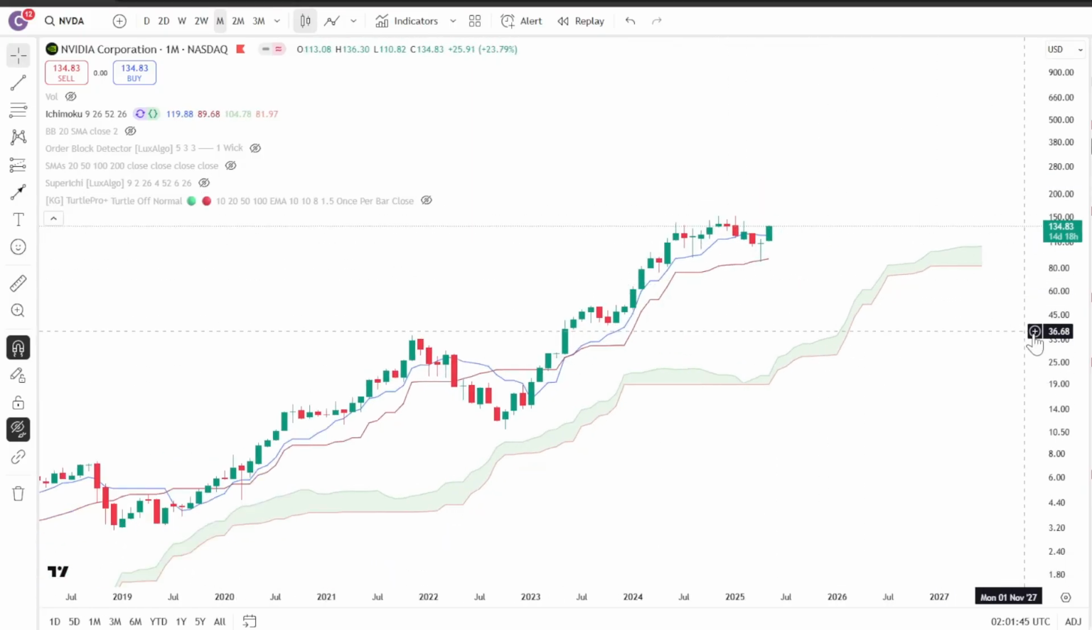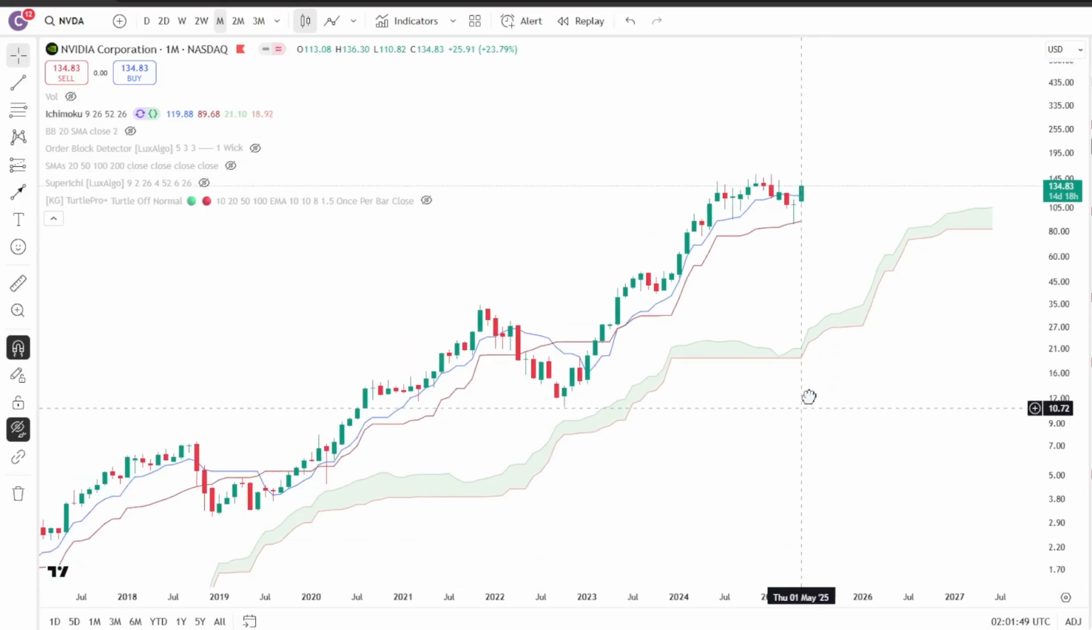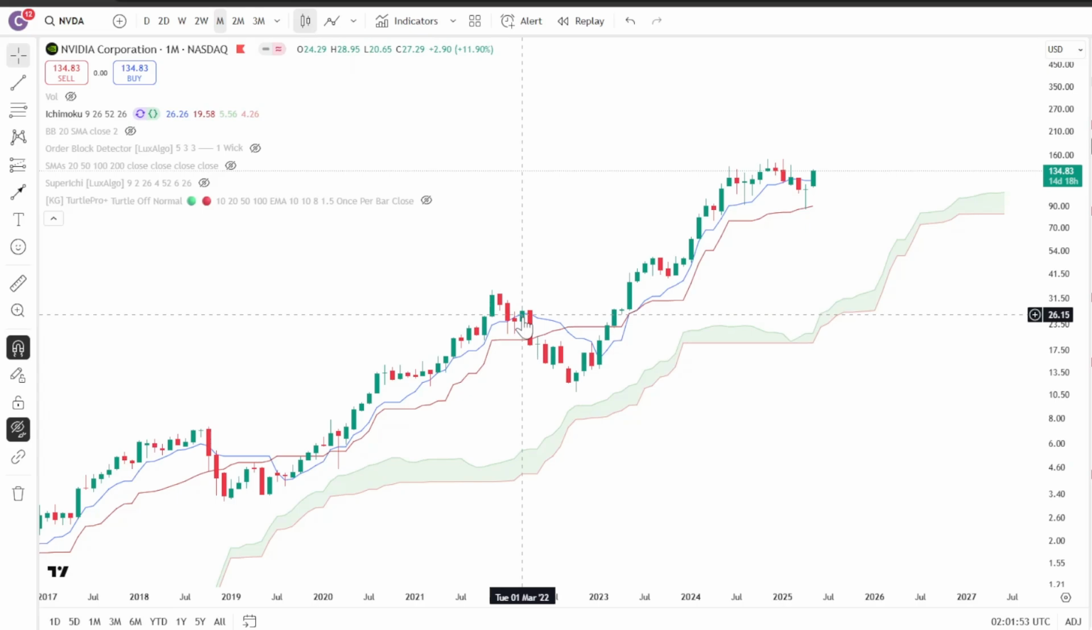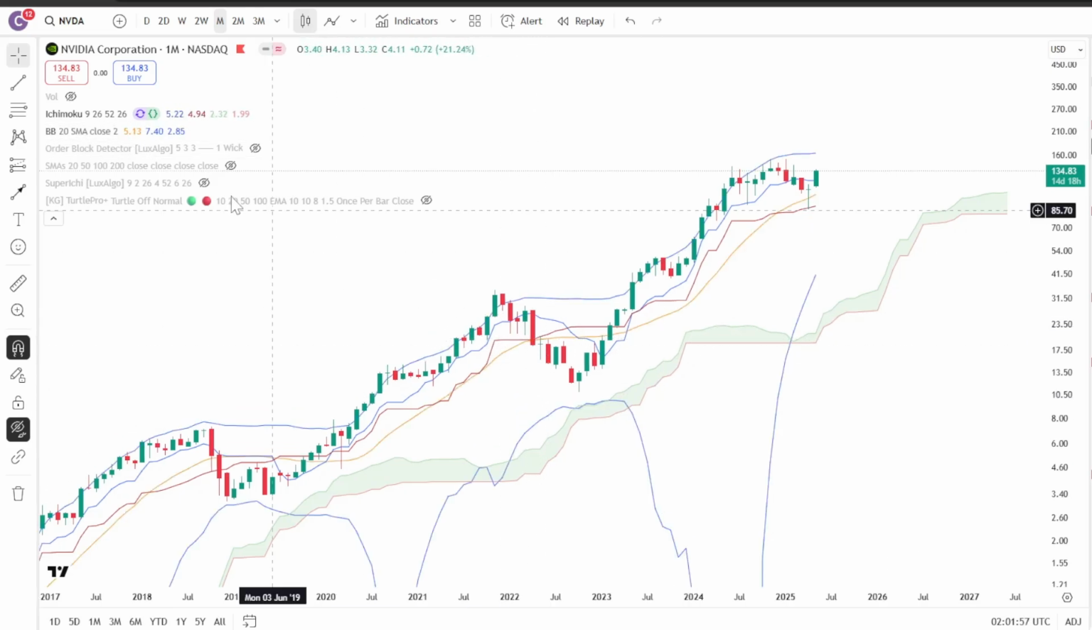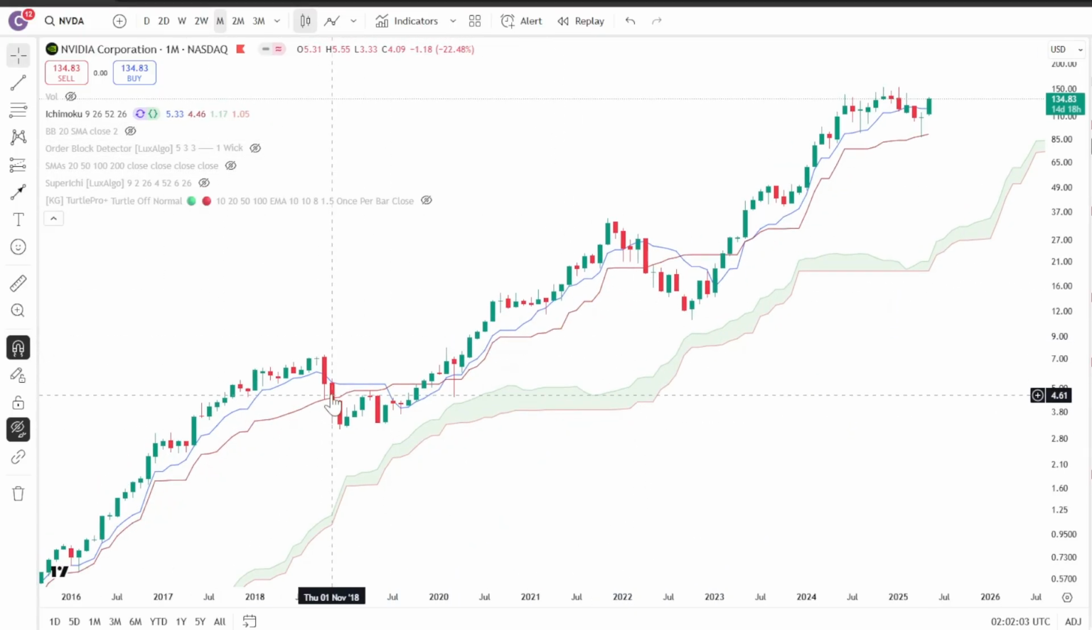It also backtested the monthly Kijun here almost perfectly, right? This is also a different behavior compared to the last two cycles. Last cycle, we closed underneath the Kijun, kind of like how we closed underneath the 20-month moving average. We closed underneath the Kijun, and the rest is history, another leg down, right? The cycle before that, we bounced off the Kijun here, but we ended up closing the month below the Kijun, and another leg down lower after that, right?